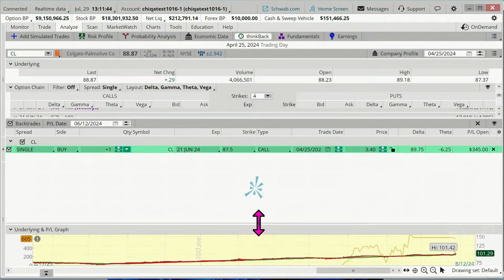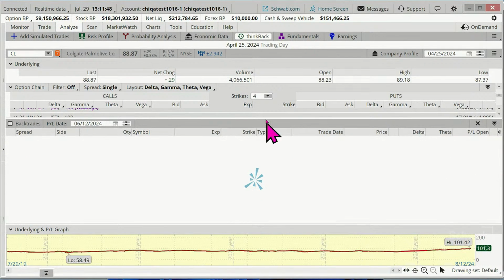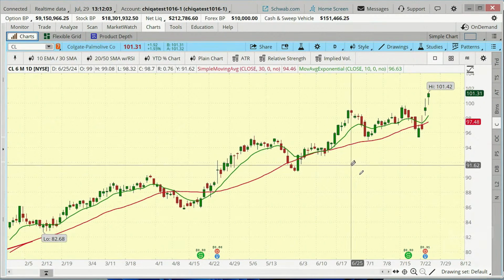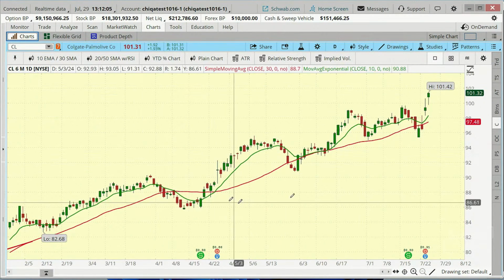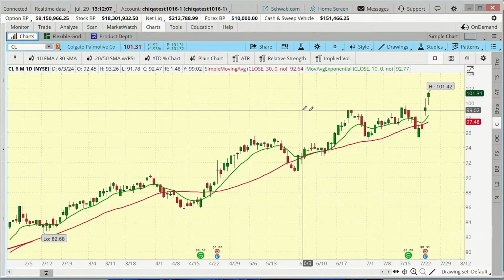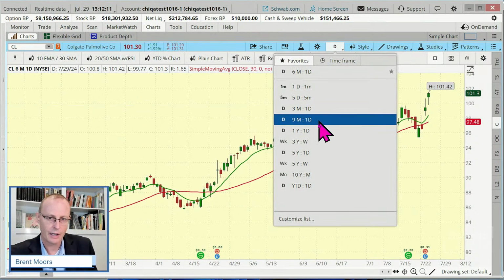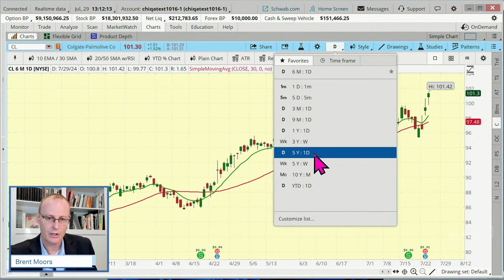Now, let me do something one step further here. What if I don't want to just do a long call? Maybe I want to do something like a different trade here. But before I show that, I'm going to show you a different trade. This is part of, I guess, backtesting. You can go back farther in time if you want. Let's go back a while. I'm going to go back 5 years.